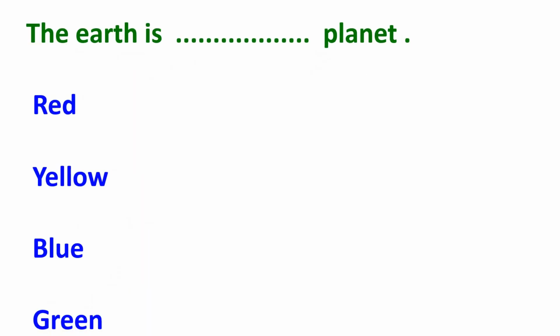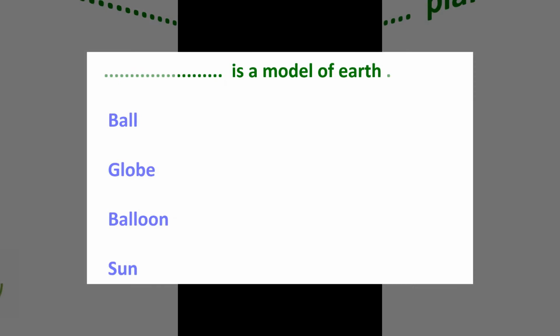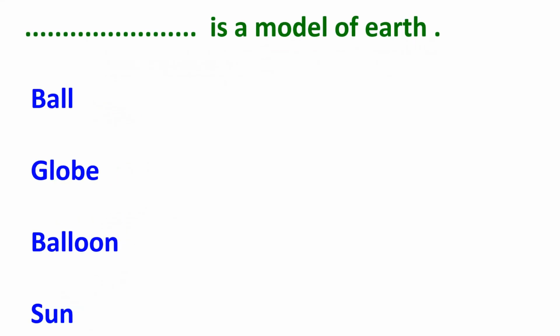Now our next question is, the earth is dash planet. Options are red, yellow, blue and green. The correct answer is blue. Now our next question is, dash is a model of earth. Options are ball, globe, balloon or sun. The correct answer is globe.